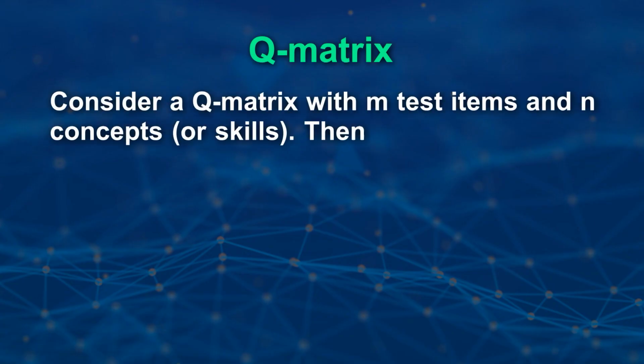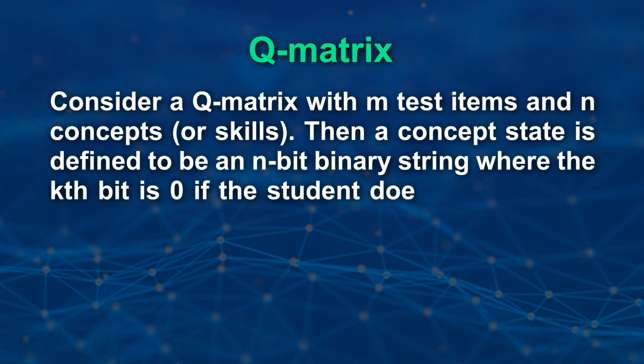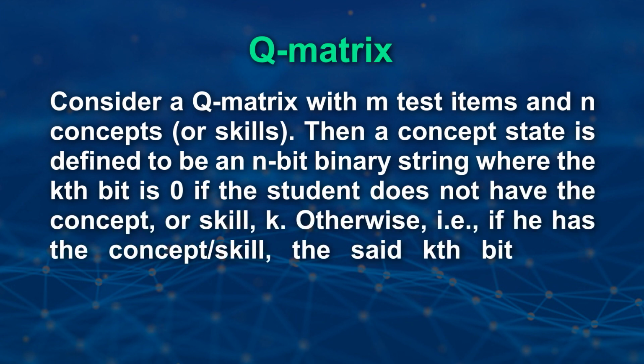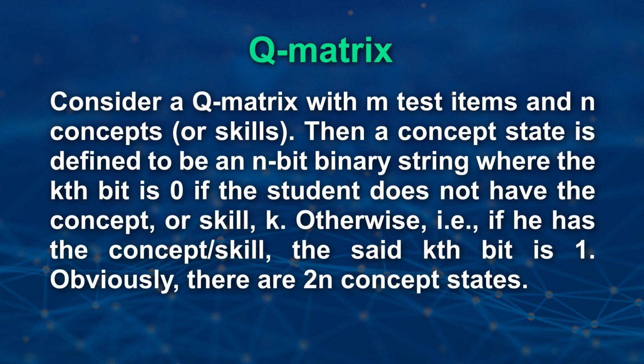Let us consider a Q matrix with m test items and n concepts or skills. Then a concept state is defined to be an n-bit binary string where the kth bit is 0 if the student does not have the concept or skill k. Otherwise, that is if he has the concept or skill, the said kth bit is 1. Obviously, there are 2 to the power n concept states.